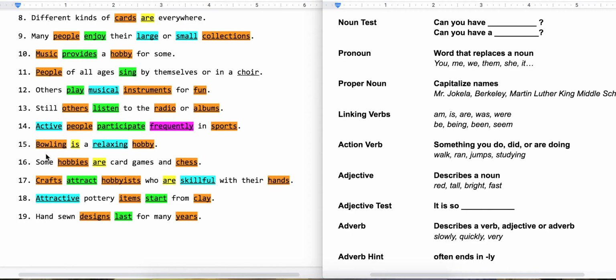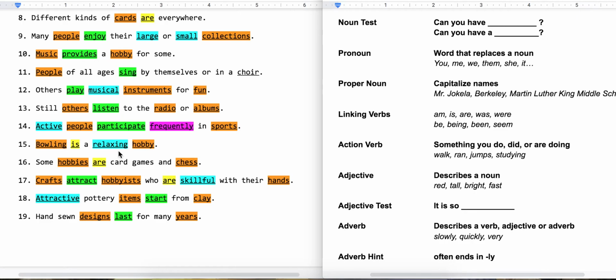Bowling is a really tricky one because that's a chameleon word. It could be a verb where you're bowling. It's the action of bowling. But it also could be a noun where it's a sport. So it's saying that bowling is a relaxing hobby. So they're actually talking about the sport. So it's a noun. Can you have bowling? Yes.